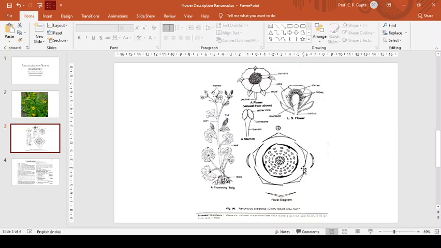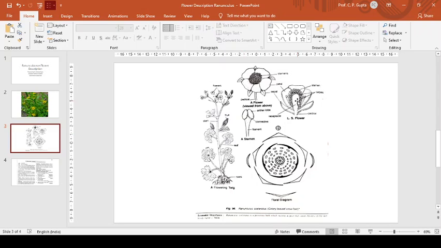Gynoecium is polycarpellary, apocarpous. Carpels are arranged spirally over an oblong receptacle. These are carpels. Superior, unilocular, ovule one in each locule with basal placentation. Style very much reduced or absent and fimbriate stigma.